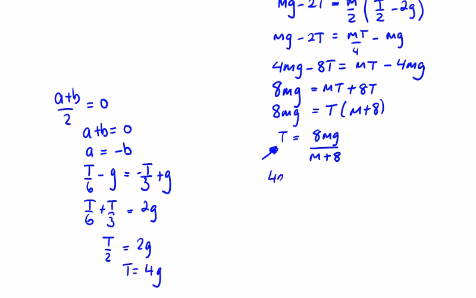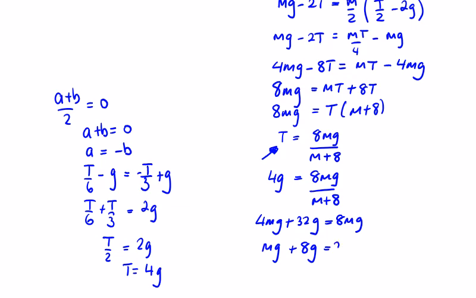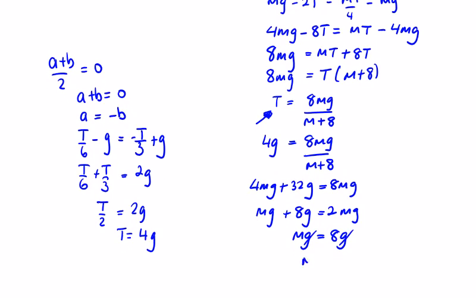So over here then, 4g would have to be equal to the right hand side, 8mg over (m plus 8). And we want to isolate m here, so multiply across: 4mg plus 32g is equal to 8mg. Divide by 4 first. mg plus 8g is equal to 2mg. So we have mg and 2mg, therefore just mg will be equal to 8g. The g's cancel. I probably should have cancelled them earlier. So m is equal to 8 in this case for the acceleration of the movable pulley to be 0.